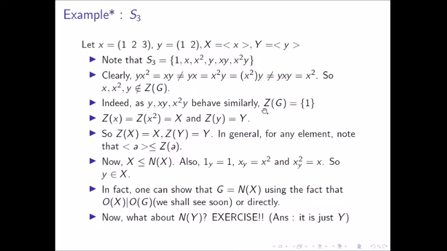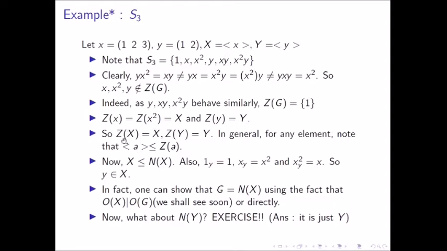So indeed they also cannot belong to ZG, as y does not belong to ZG. So the only element in ZG is 1, and ZG is the singleton identity. Note that Zx and Zx square are capital X, because x commutes with 1, x and x square. Similarly, x square commutes with 1, x and x square, but it does not commute with y, xy or x square y. And zy is equal to y.